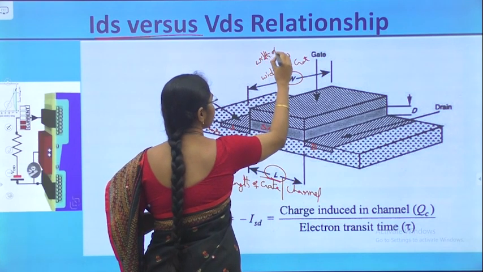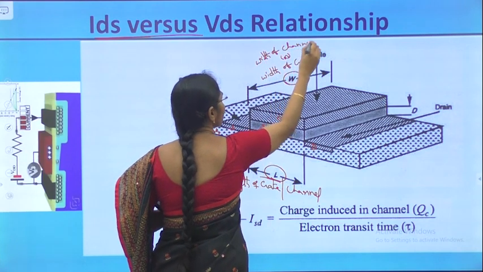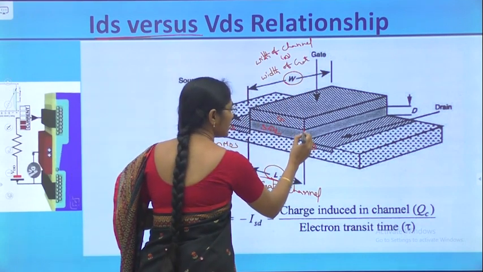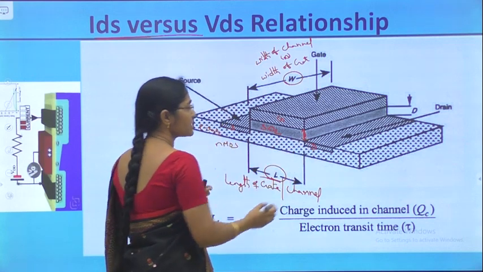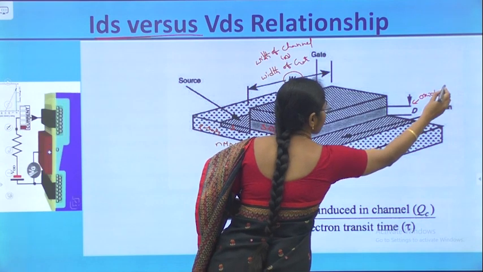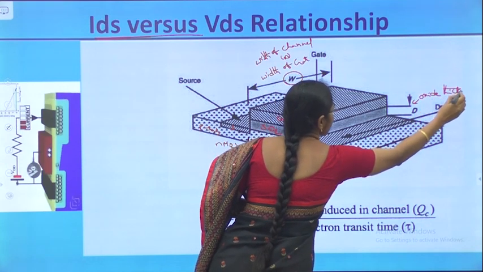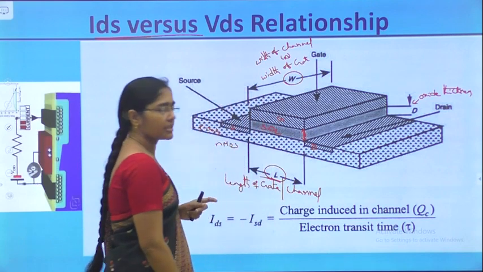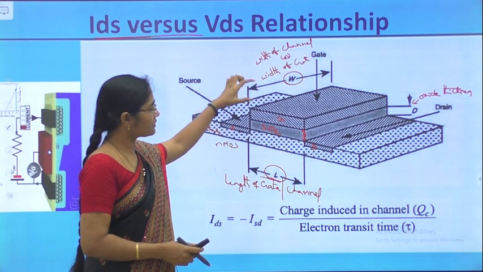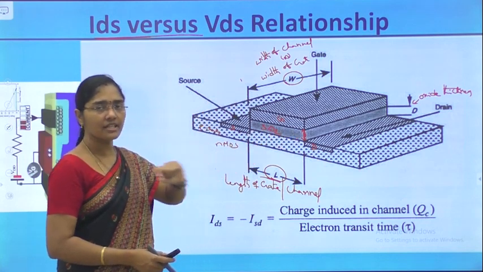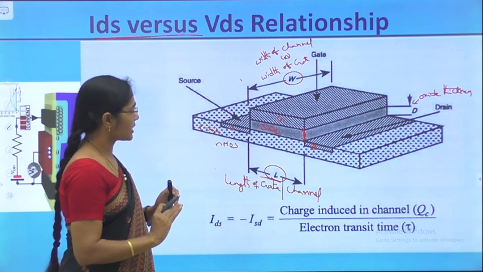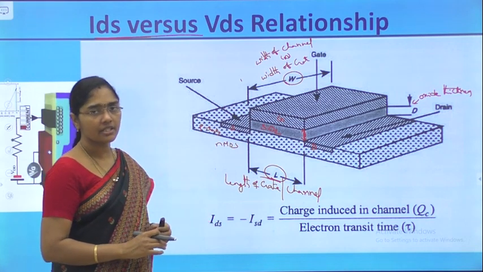Both are same here, that is representing with W, and for this oxide, thickness is there, that is represented with D, that is oxide thickness. So dimensions important are, one is the length of the channel, width of the channel, and height of the oxide or oxide thickness it is called as. By taking all these into consideration, we are going to derive the IDS equation.